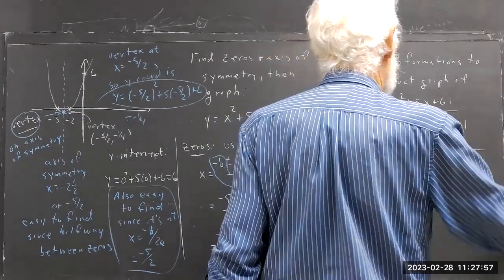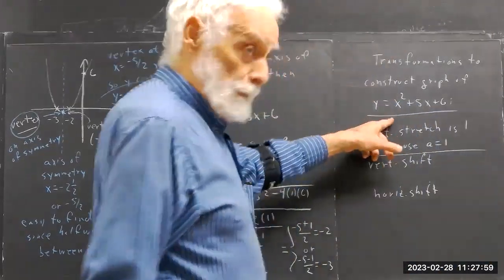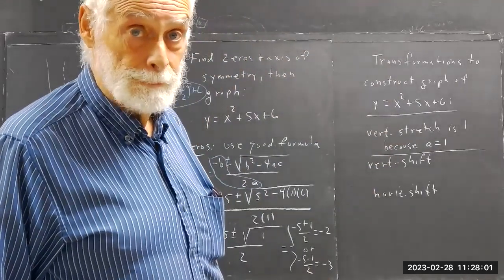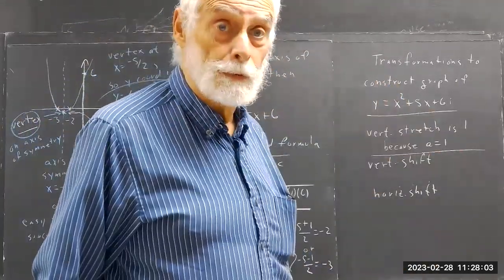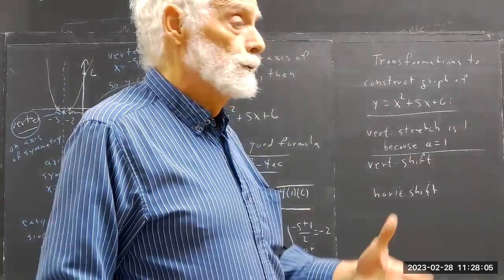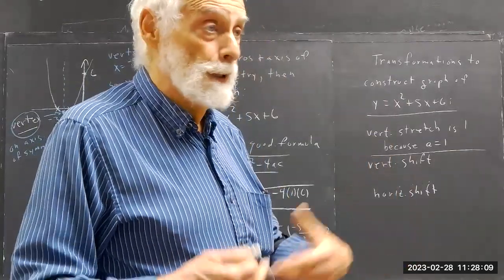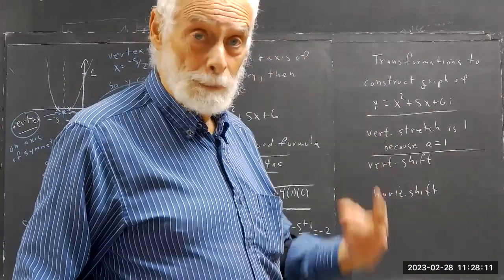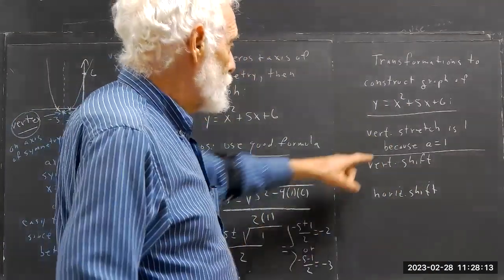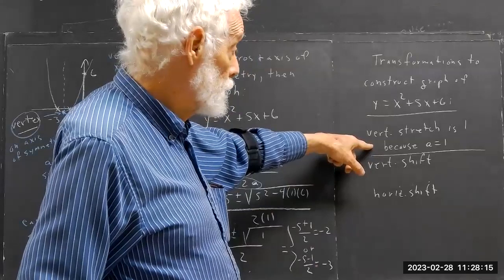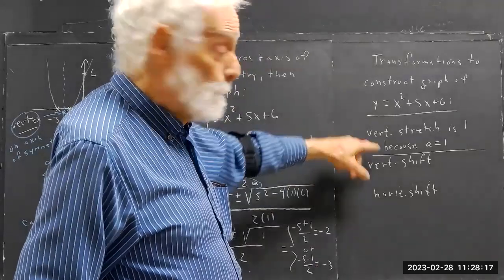That's because a equals 1, a being the number in front of x squared. Whatever's in front of x squared, that's your vertical stretch. Vertical stretch factor 1 doesn't move anything. You multiply every y coordinate by 1, starting with the basic squaring function, so you don't mess with it.